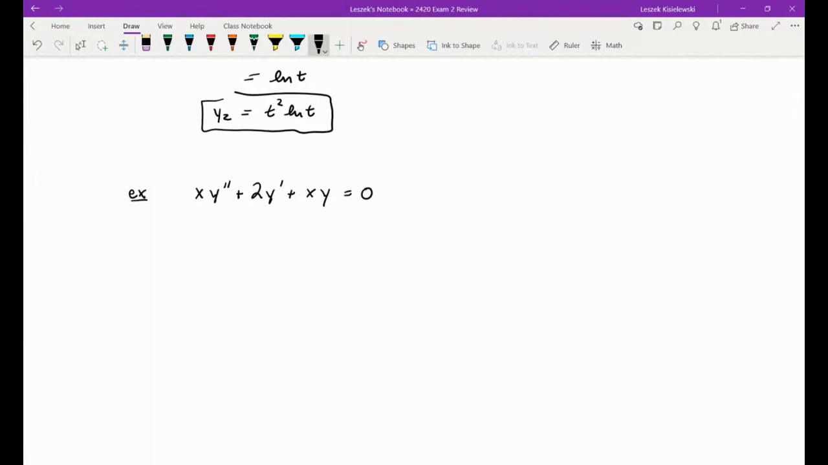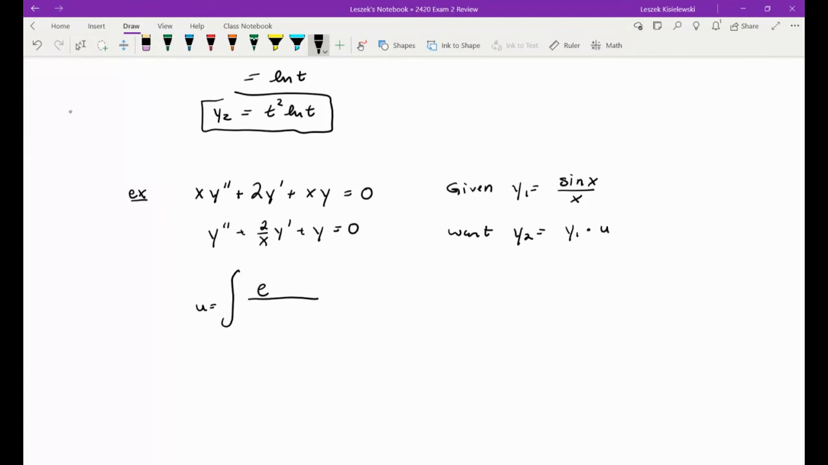All right. So write it in standard form. That's boring. And we are given one of the solutions. You can confirm that it's a solution if you'd like. And we want to find the other solution in the form of y1 times some function. So u must be e to the negative of the antiderivative of p, divided by y1 squared.